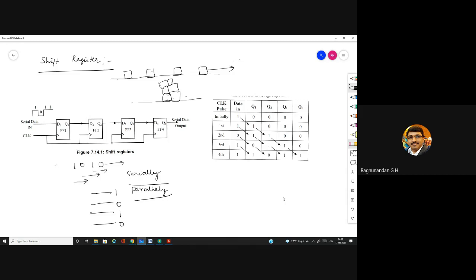We'll be having it like this. So at a time, all of them are going to get stored. Parallel means that many number of output lines you need. But when you go for serial connection, you need to store one by one. In parallel, we store at a time, but serially we are sufficient to have only one output line. But parallelly means how many number of bits you are having, that many number of output lines you need.